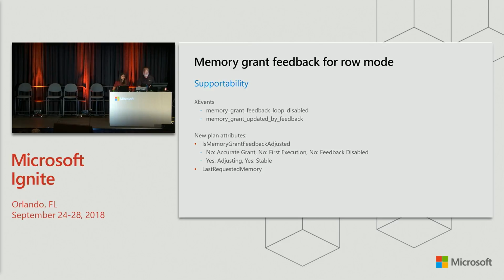For example, even for memory grant feedback for batch mode, we just had X events, and customers were like, is there a more intuitive way of seeing this? And we added the show plan attributes. We'll definitely look at it, and for an upcoming release we might add something, but currently there's no way of doing that.